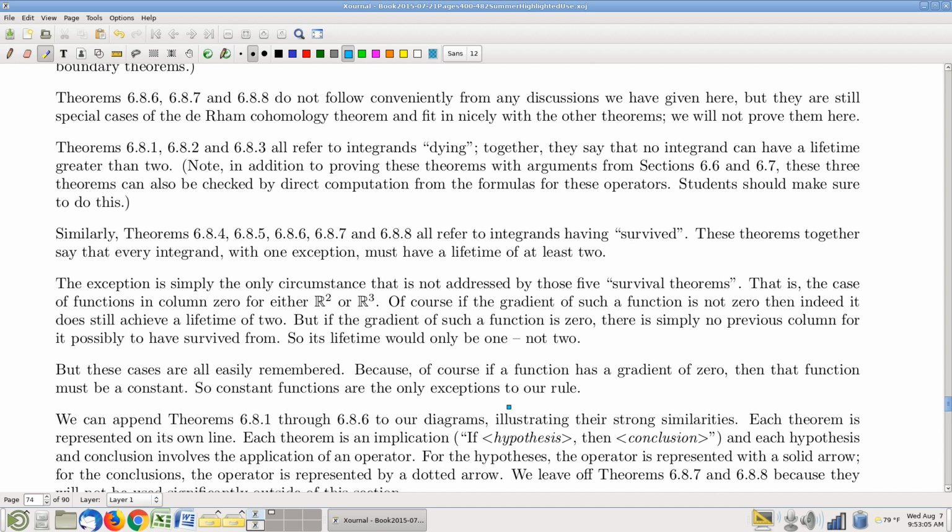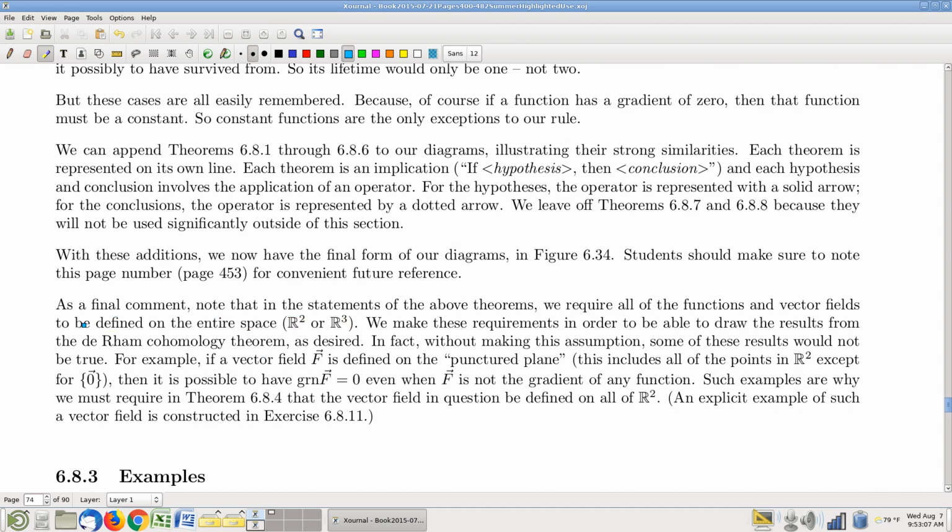Okay. So again, very, very important. Everything's got to be defined and continuous and differentiable, even if there is so much as a single point. So if there is a single point where my vector field's not defined, all bets are off.